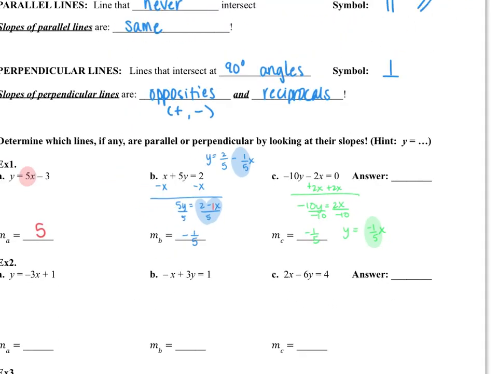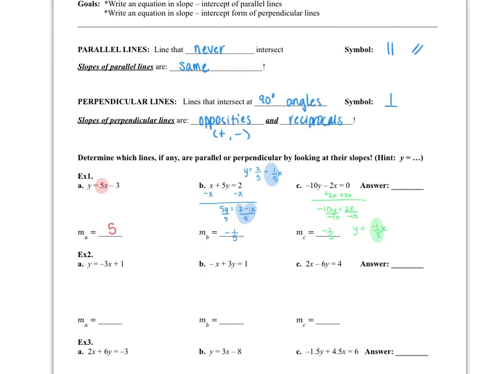Now that I know my three slopes, I can analyze them to determine if any of my lines are parallel or perpendicular. The first thing I notice is that line B has a slope of negative 1/5 and line C also has a slope of negative 1/5. So I can say that line B is parallel to line C.